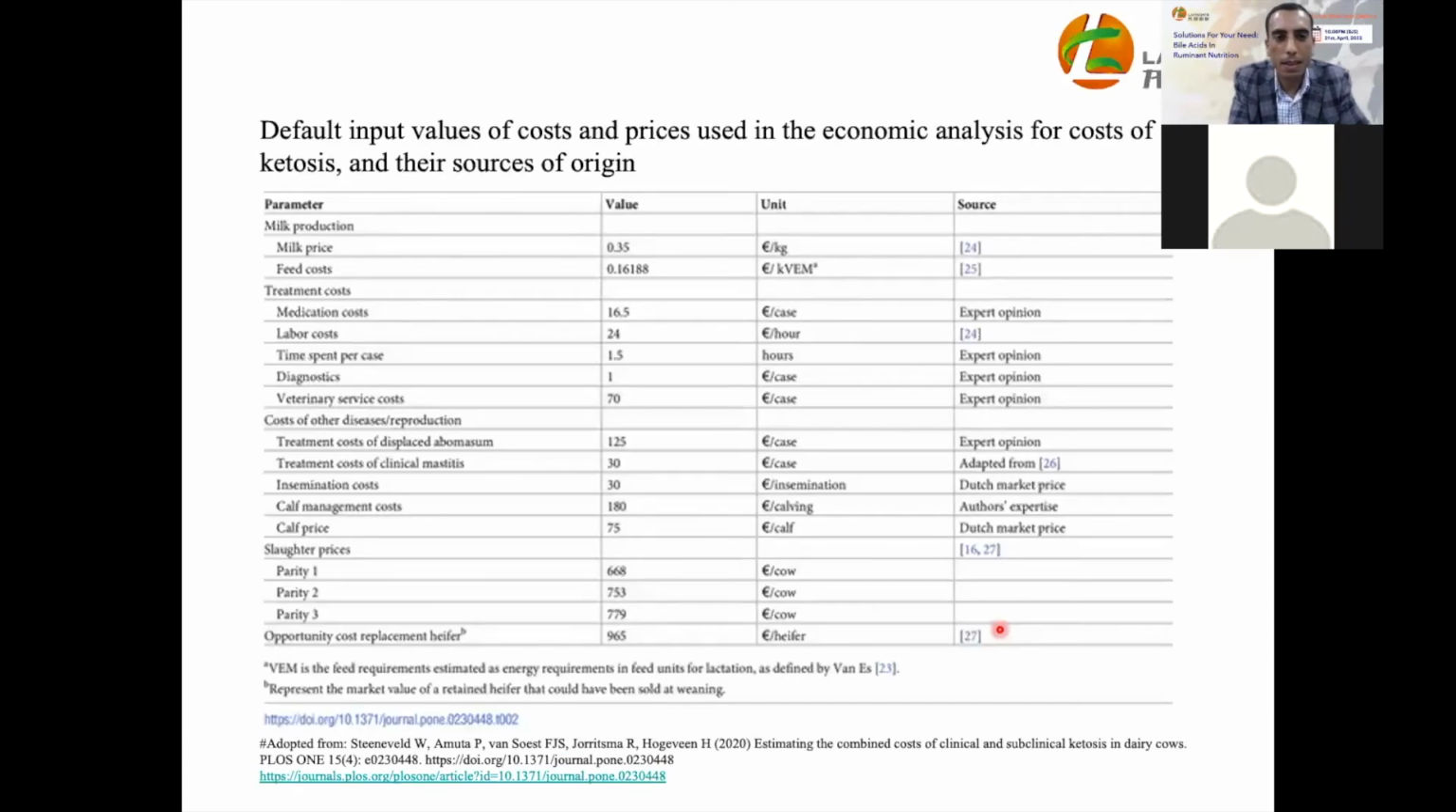And here is the calculation, the amount of how they assumed the value of each parameter. As an example, for milk price, they calculated based on 0.35 per kilogram, euro, sorry. And for the feed cost, the medication, the labor, the diagnosis, the veterinary service, the calf price and all, as we can see here.